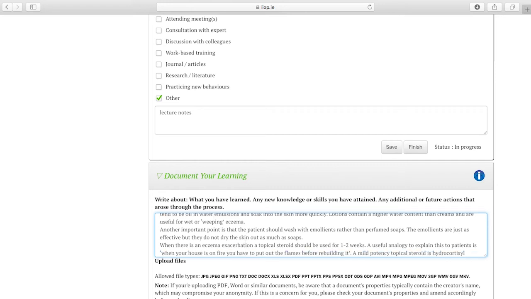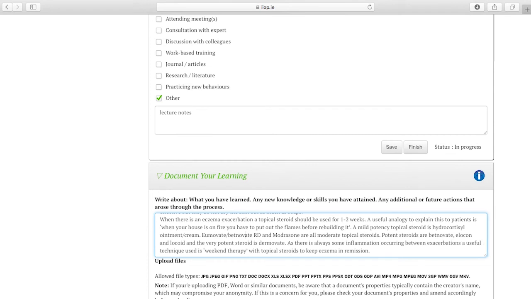When there is an eczema exacerbation, a topical steroid should be used for 1 to 2 weeks. So when I'm explaining this to patients, I use a useful analogy, that if the patient's house is on fire, you have to put out the fire first before rebuilding it. So the steroids basically put out the fire in your skin.